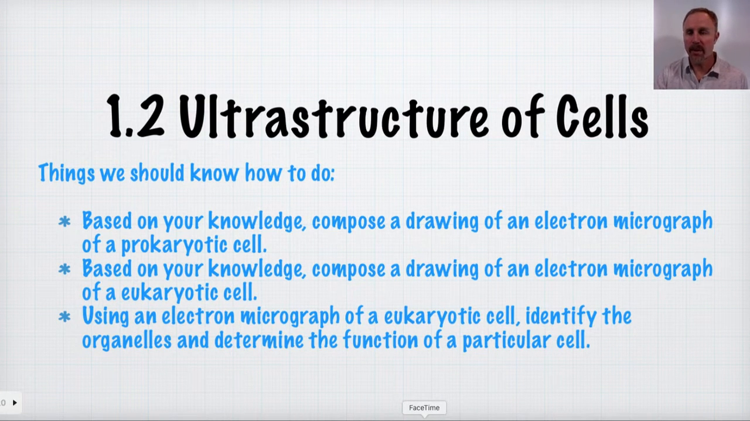So some of the things that we want to be able to do by the time we're all done is use our knowledge of what we've learned to compose a drawing of an electron micrograph of a bacterial cell and that of each of the two kinds of eukaryotic cells, those being the plant and the animal. And then we also want to be able to look at an electron micrograph of a eukaryotic cell and determine what type of cell it might be or the particular function that it might have.